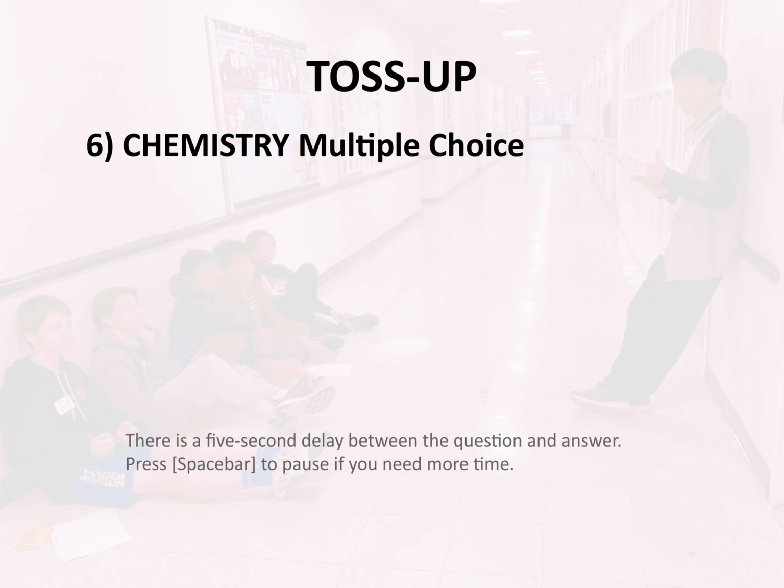Toss-up 6. Chemistry. Multiple choice. Which of the following describes the conditions of a process that would be impossible without an energy input? W. Delta G 0, delta H 0, delta S 0. X. Delta G greater than 0, delta H greater than 0, delta S greater than 0. Y. Delta G less than 0, delta H less than 0, delta S less than 0. Z. Delta G greater than 0, delta H greater than 0, delta S less than 0.